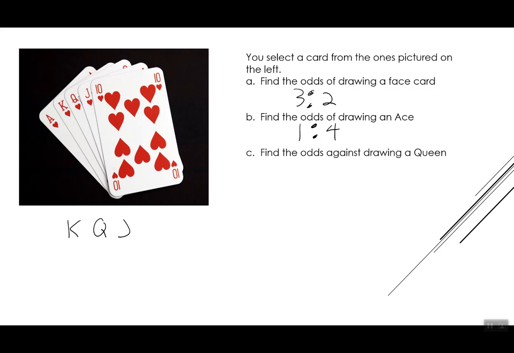Now let's say the odds against drawing a queen. So we don't want to get a queen. So that says there are 4 cards that are not a queen to 1 card that is a queen. I want you to see this is different than doing probability. If I were doing probability, the probability of not getting a queen would be 4 over 5.